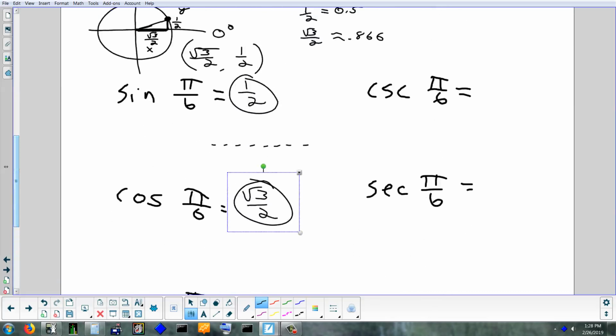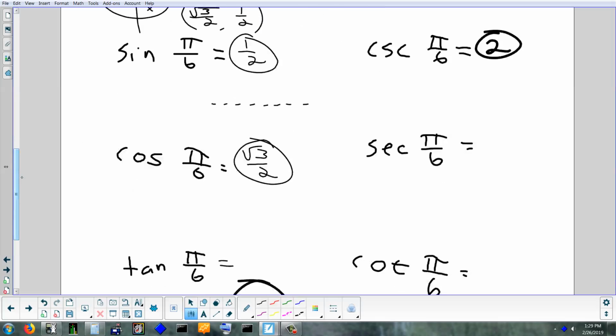So once you get the 3 on the left, all you have to do to get the 3 on the right? Yep. Do the reciprocal. Let's do the reciprocal. So first one, that one's easy. So positive 2. How about the secant? Anyone think they can tell me what you get when you flip it and fix it so the root's not in the bottom? Is it 2 square roots of 3 over 3? Yep. 2 square roots of 3 over 3.